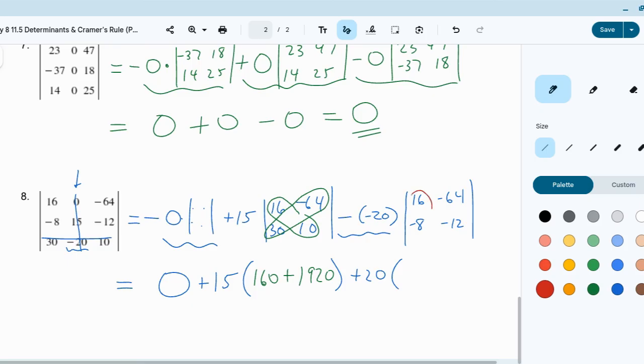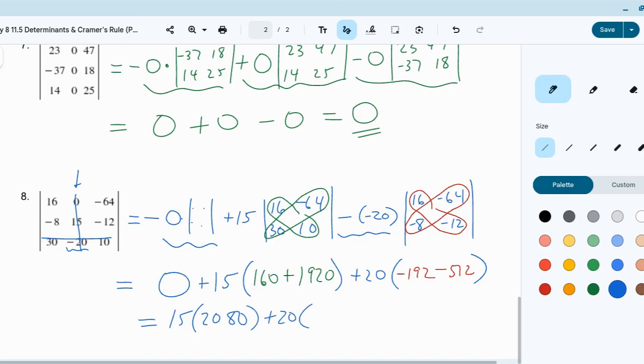And now if I go diagonally here, 16 times negative 12 is negative 192 minus, if I go the opposite way, 2 negatives do make a positive, so that's going to stay a minus sign, 512. Now we got some large numbers for you to deal with right here. So I have 15 times 2080 plus 20 times a negative 704. Doing my multiplying, adding, punching those out, just to give you a final answer here, we get 17,120 as our determinant. Okay?